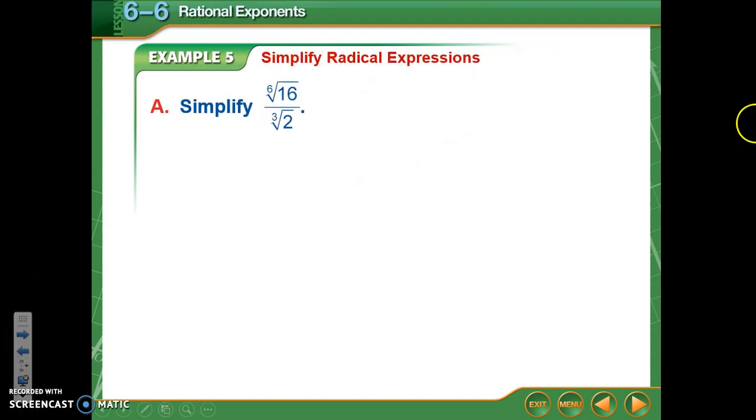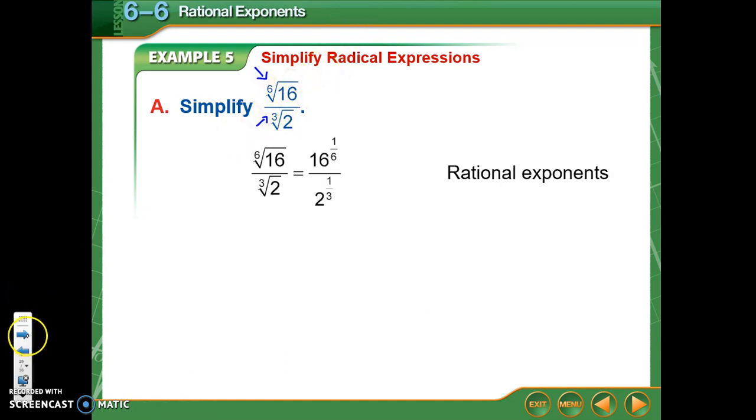Okay. All right, now we're going to get into some simplifying that's a little more complicated than what we've done before. And the reason is, for example, here in our first part of example 5, notice in my numerator I have a 6th root, and in my denominator I have a cube root. So the way things are now, I can't simplify either of those. The cube root of 2 can't be simplified, and the 6th root of 16 can't be simplified. And I can't divide them because they're different indices. But this is where changing from radical to exponential form will actually come in really handy, and it's going to allow us to do some simplifying that we couldn't do before.